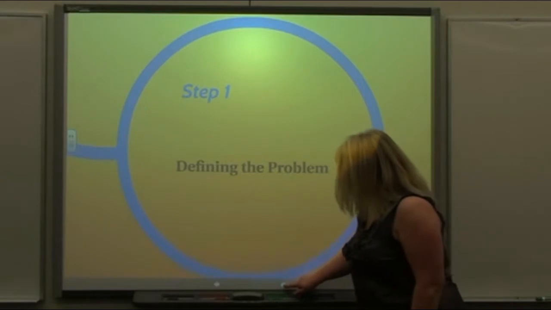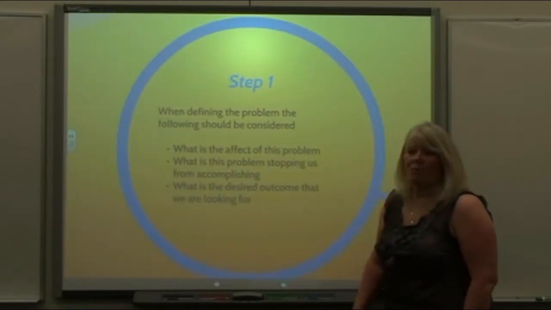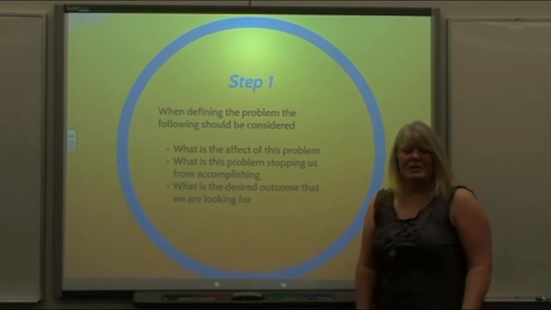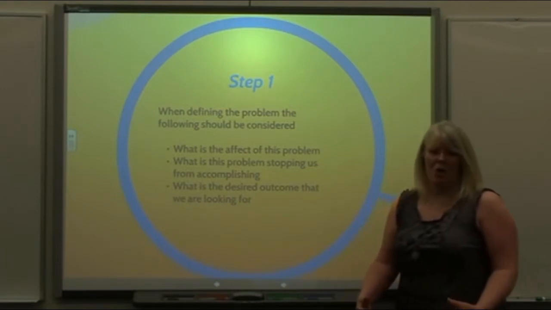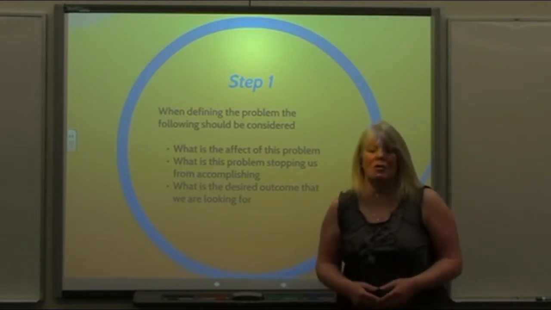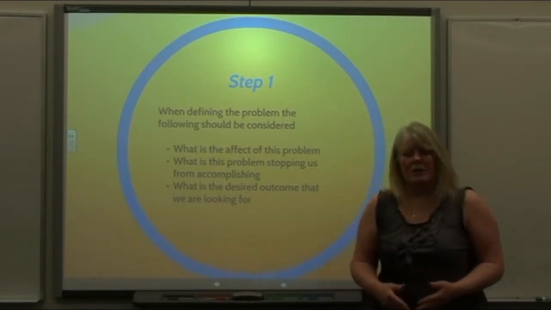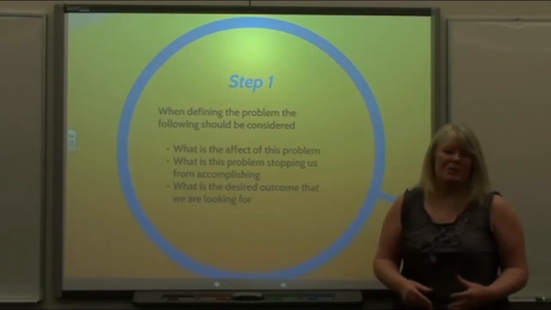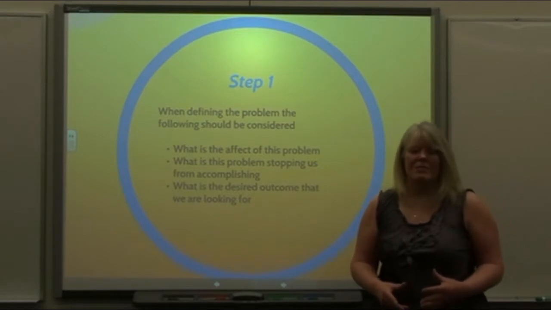So in step 1, we need to define the problem. Some of the things we need to take into consideration when we're doing this are: what is the effect of this problem? What is it stopping us from accomplishing? And what is the desired outcome? It's really important in this step that students are able to separate the problem from any people involved so that they don't make any premature or biased judgments.